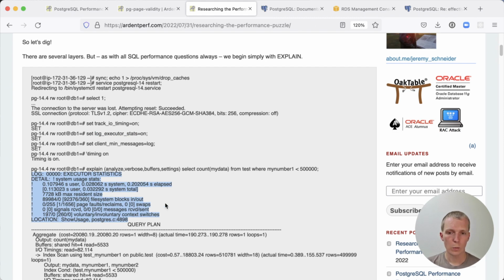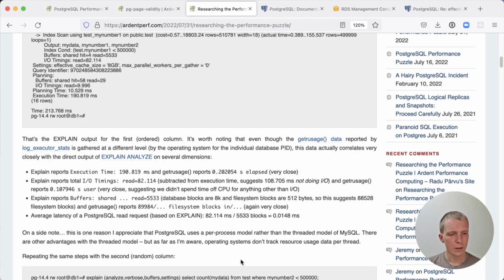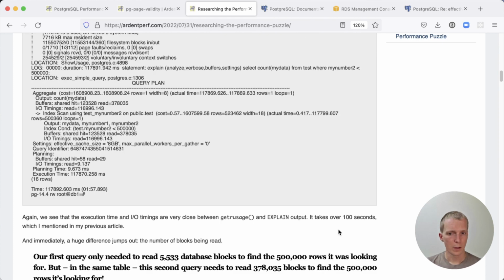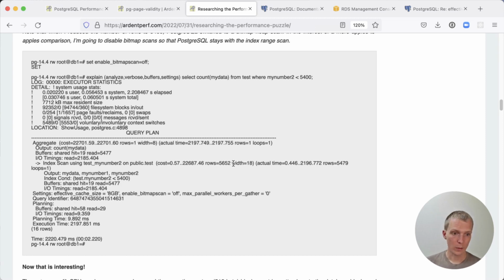This will tell you what happened in the operating system level process, like how much data was read on a file system. What's odd about this first query is that if you divide the I/O time by the number of blocks that were being read, the average latency of a read request, it's very low. Each page that was being read was very fast. The second query takes over 100 seconds and it reads a lot of blocks. If you're reading a lot of data, that's going to be slow no matter what. We know that this index layout is ineffective.